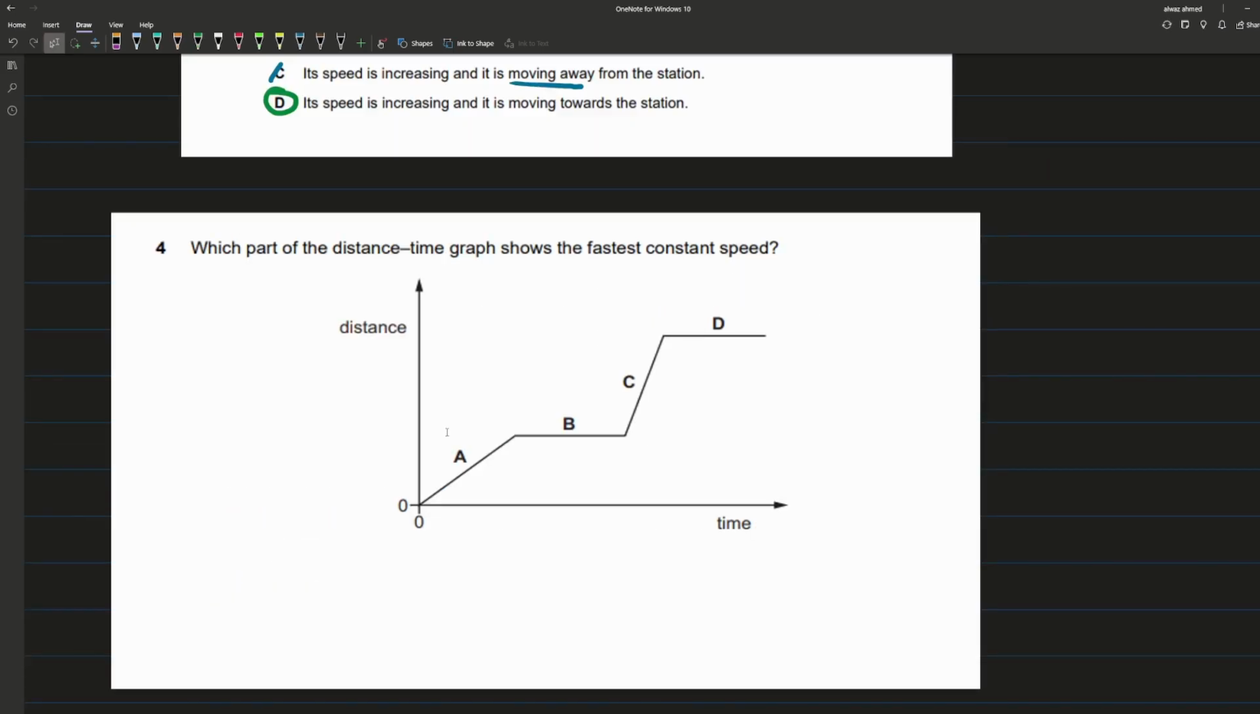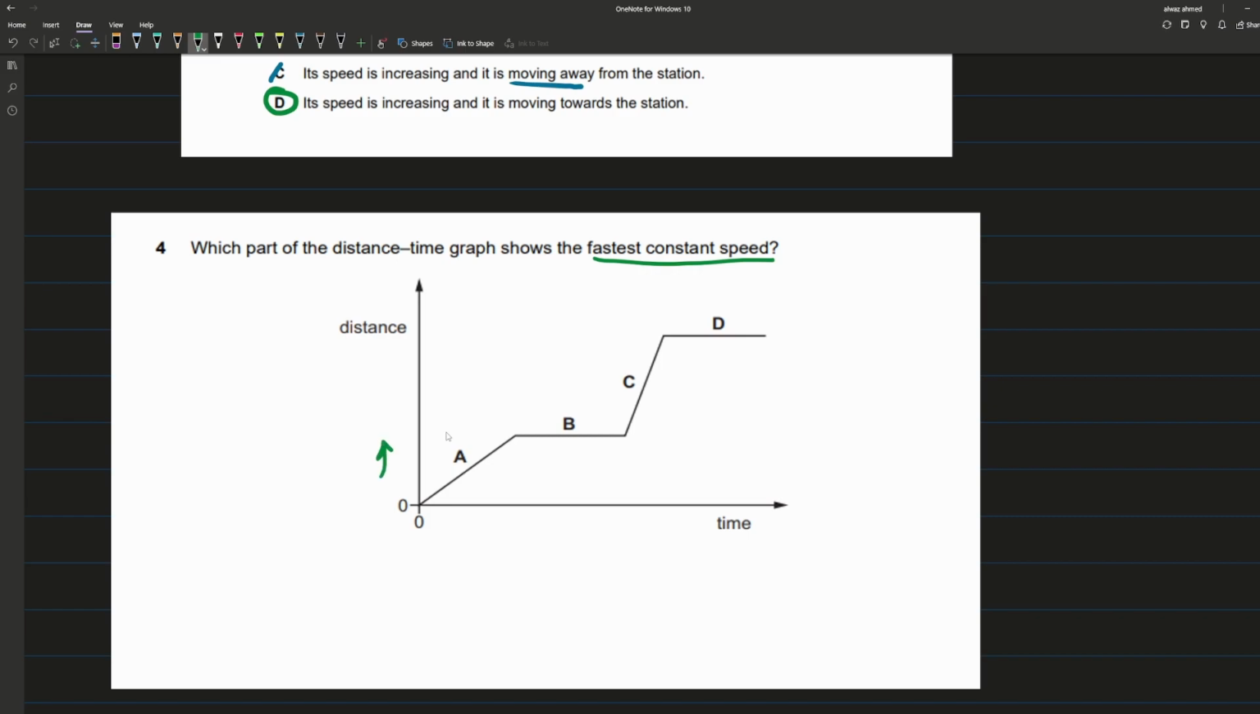Okay, we've got another question that we can do. Which part of the distance time graph shows the fastest constant speed? Okay, so we need to look at the fastest constant speed and choose between these four parts of the graph. So let's look at the graph. Okay, so in part A we can see that the distance is increasing.